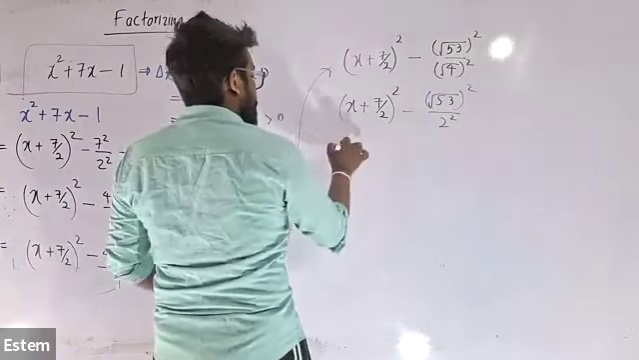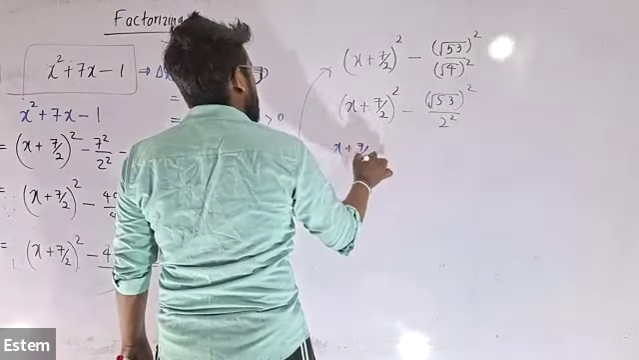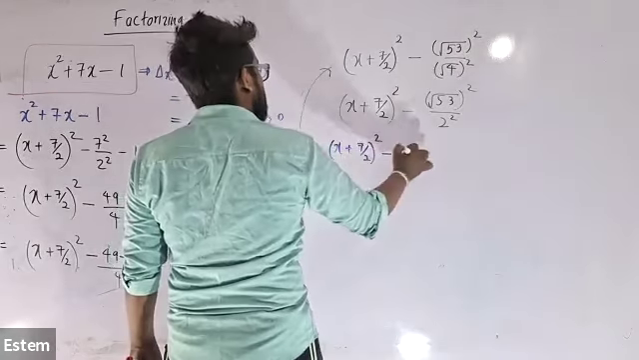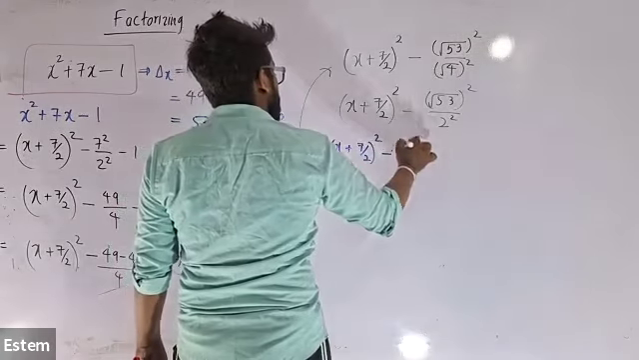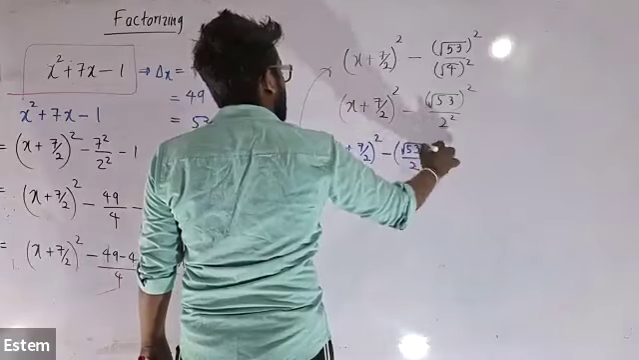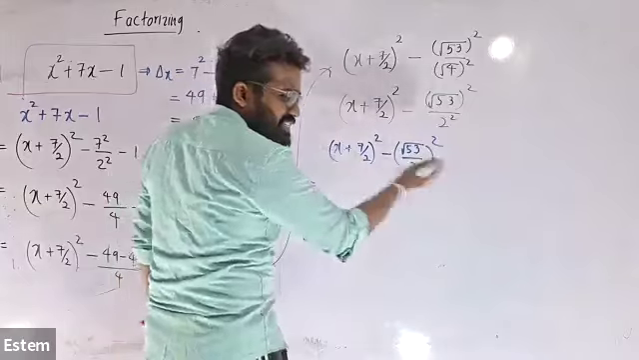Now, (x plus 7 over 2) squared minus (root 53 over 2) entire squared. Now we can factorize this easily.